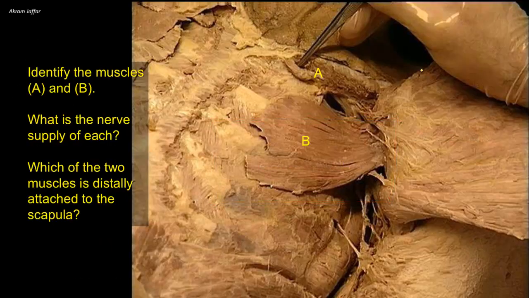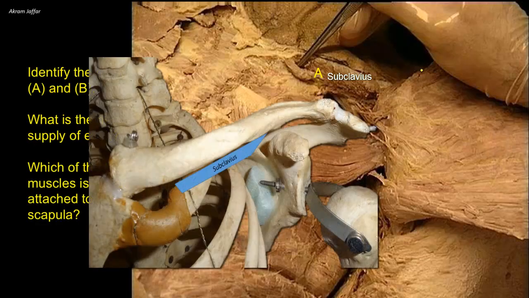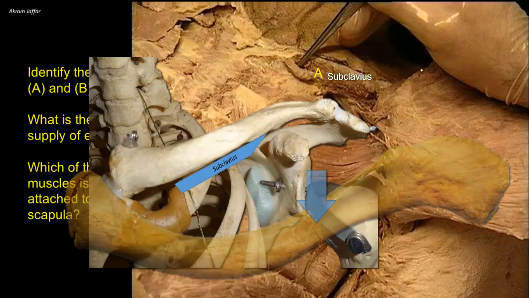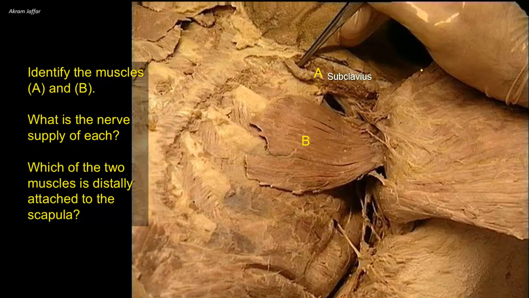Identify the muscles A and B. What is the nerve supply of each, and which of the two muscles is distally attached to the scapula? Muscle A is the subclavius, which, as you can see here, is a very small muscle that lies almost horizontally. As its name indicates, it lies inferior to the clavicle and extends from the first costochondral junction to be attached to the subclavian groove on the inferior surface of the clavicle. It is supplied by a branch from the upper trunk of the brachial plexus called the nerve to subclavius.